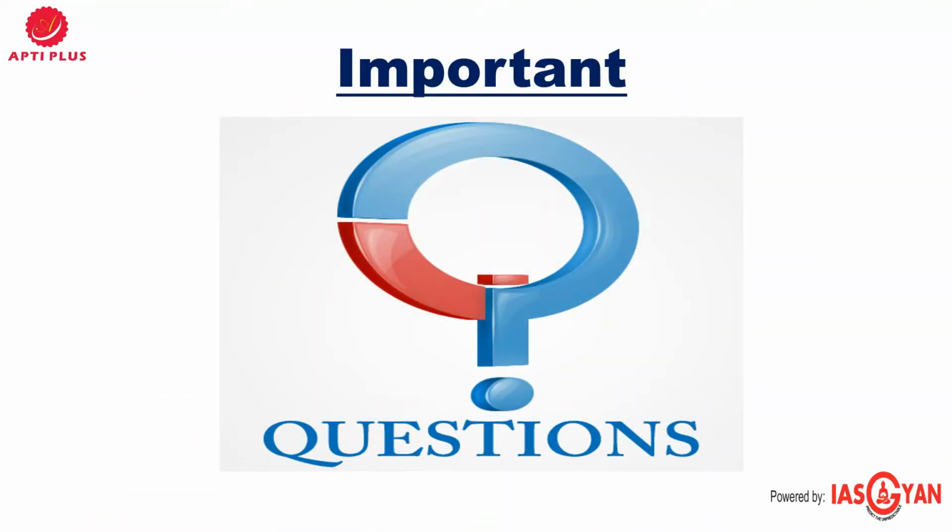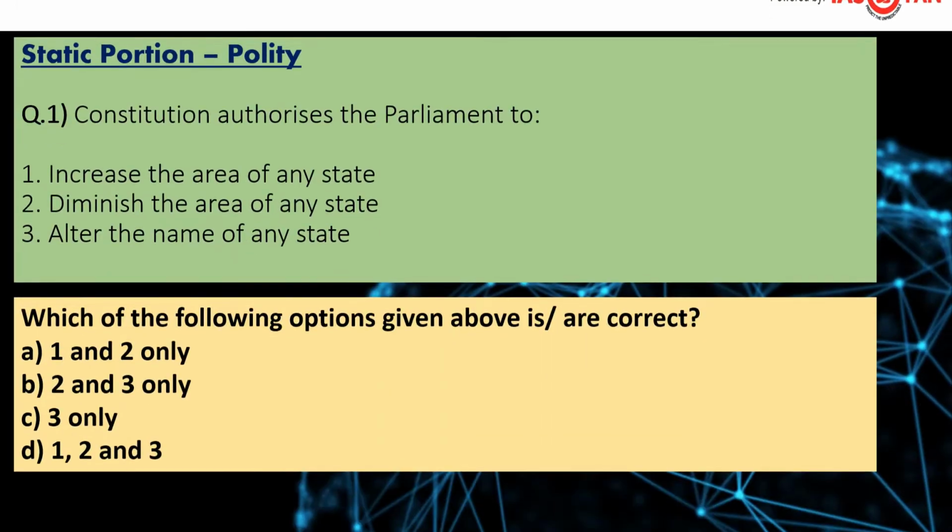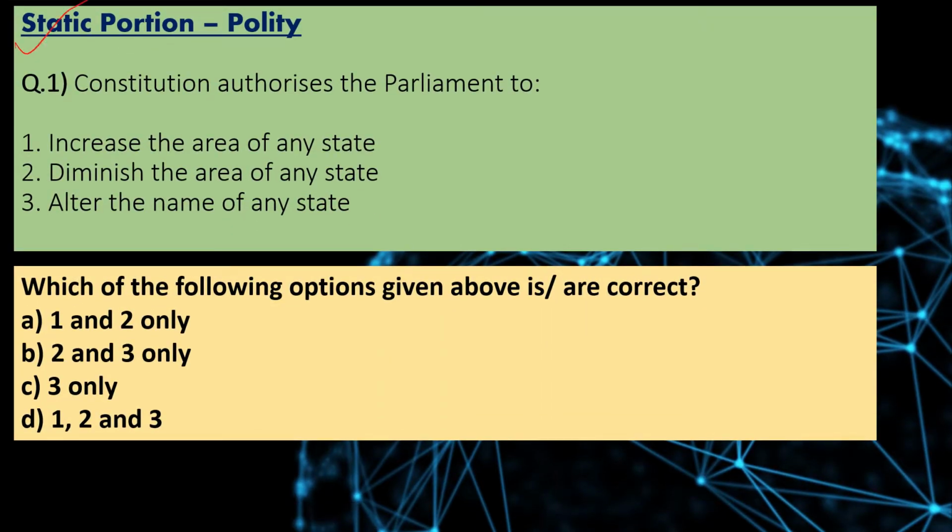Okay. Now moving to the important questions of the day. So you have to answer your question. Do let me know what is the correct answer. The static portion is from the polity. The constitution authorizes the parliament to increase the area of a state, diminish the area of a state, alter the name of the state. So which among the following is correct? Whether 1 and 2, both 2 and 3, only third, or all of them is the correct answer. So it's a very easy question. You can definitely write the correct answer.